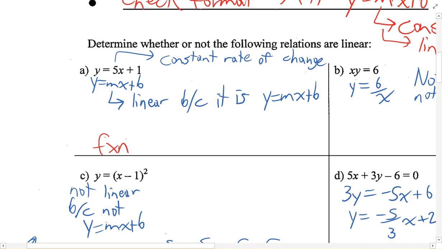Okay, because if you graphed it real quickly, here's +1, and then your slope, you go up 5 over 1. That's what the graph looks like. So it is a function. Okay. So if it has some slope, then it is a function.